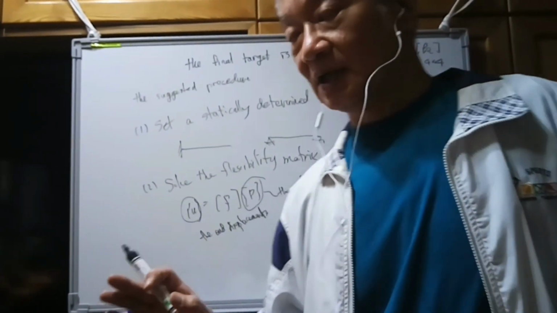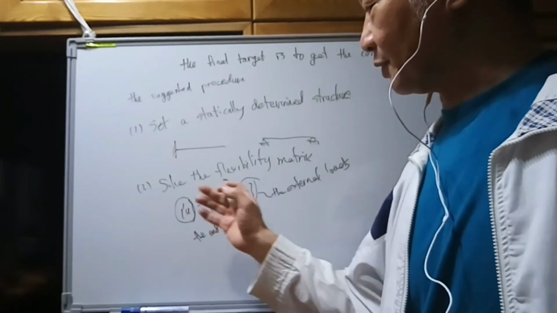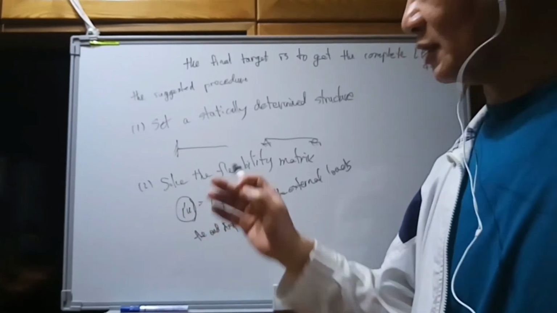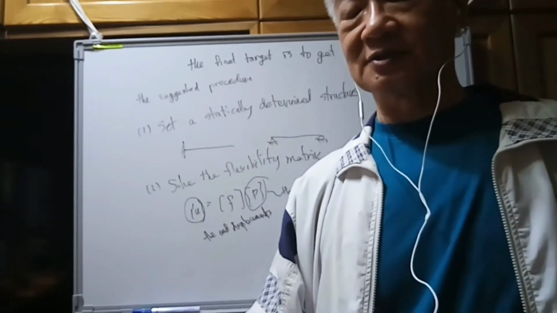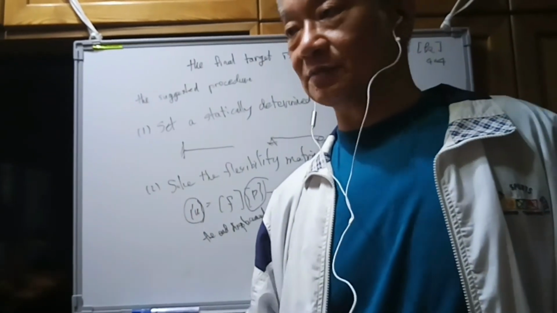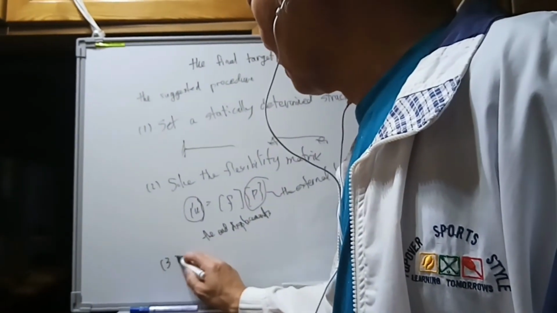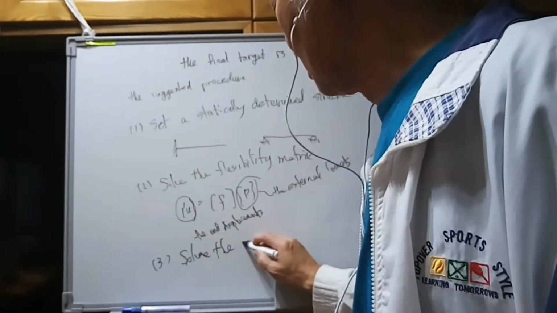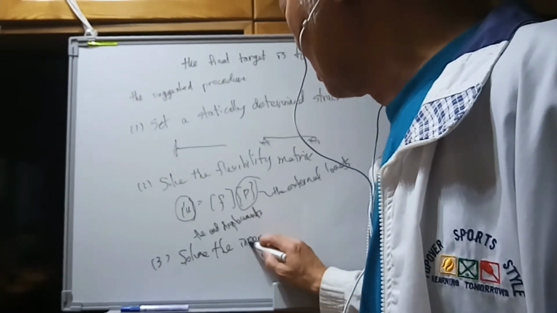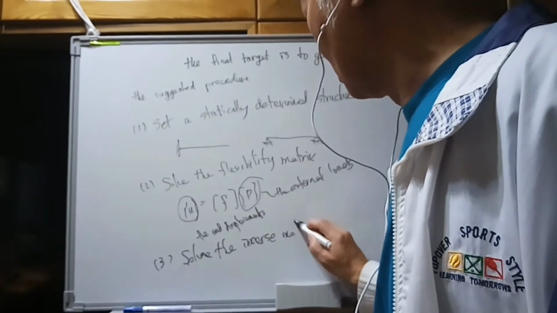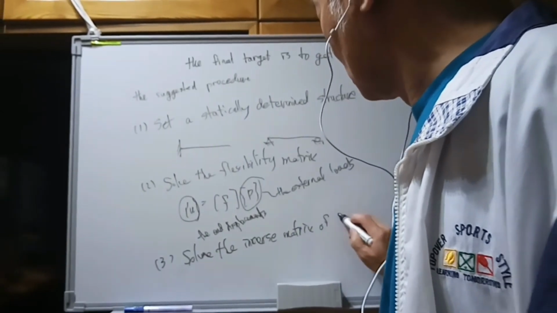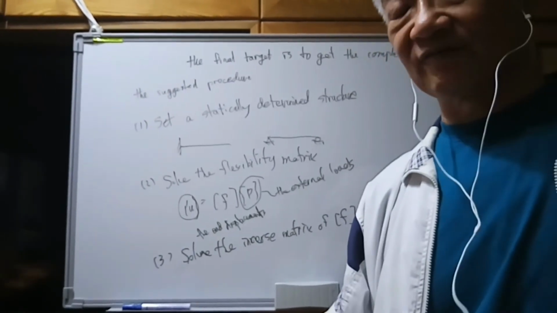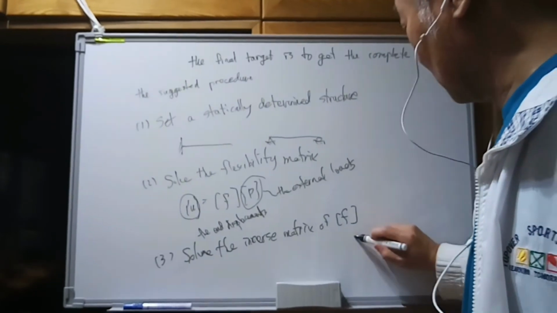Okay, so the purpose of these solution steps is that you need to find the 2x2 flexibility matrix. After you solve the flexibility matrix, then you can solve the inverse matrix of F.